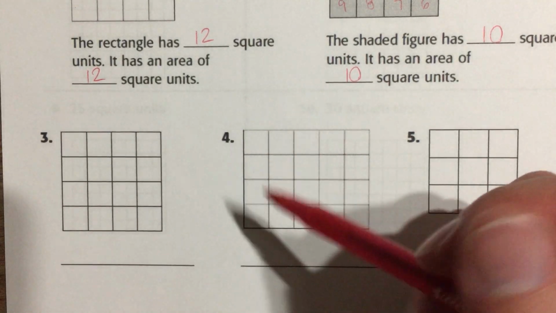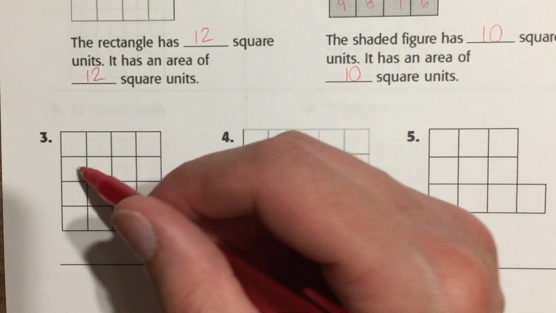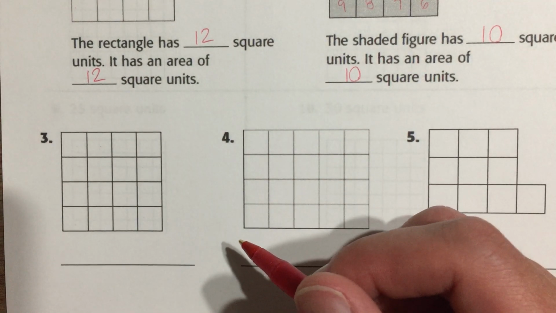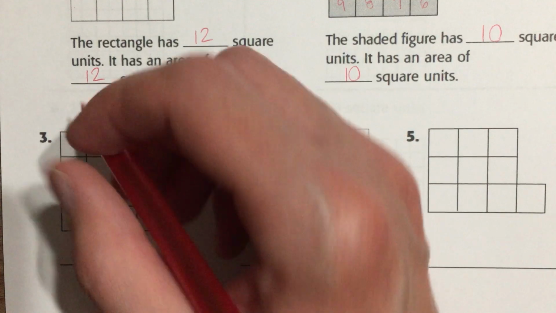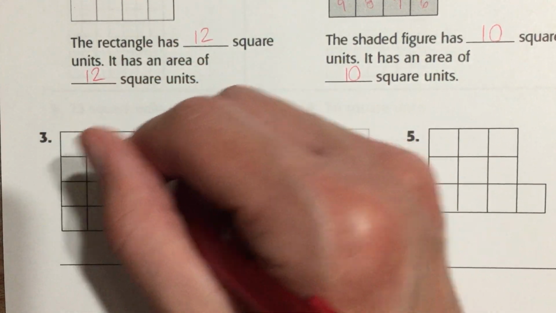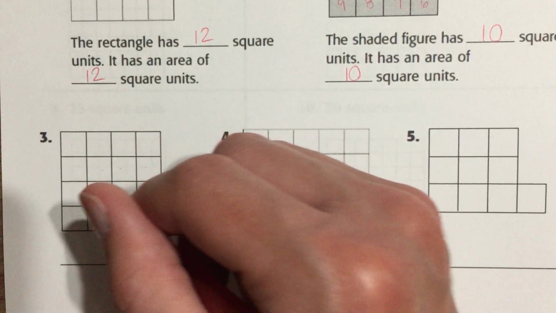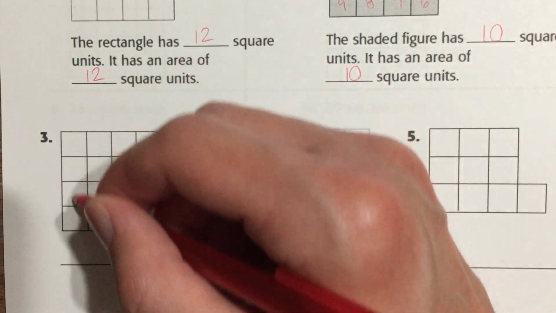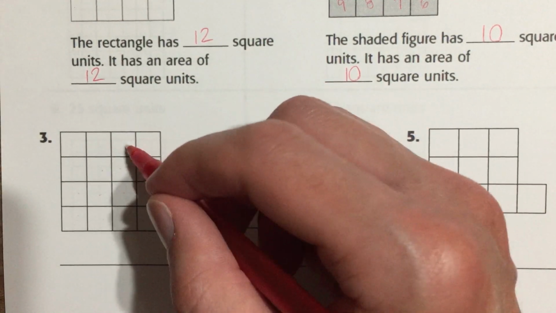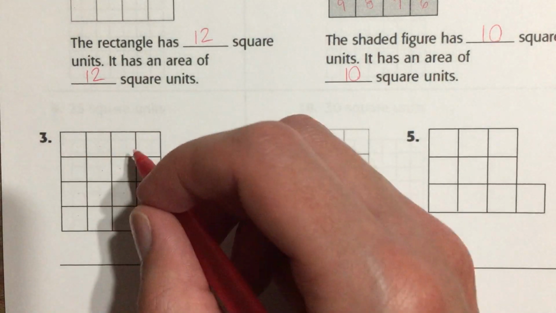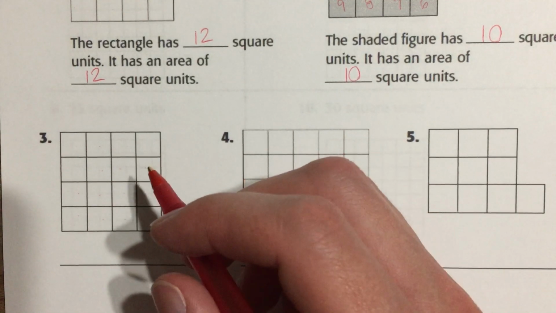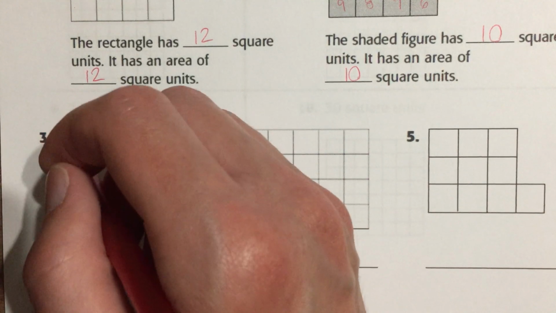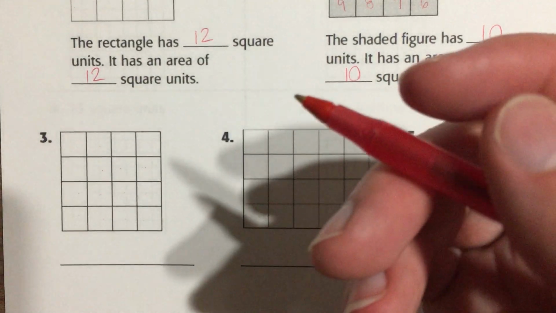Down here, 3. We have 1, 2, 3, 4, 1, 2, 3, 4, 1, 2, 3, 4, 1, 2, 3, 4. So we have 4 groups of 4 if we counted them 1, 2, 3, 4, 5, 6, 7, 8, 9, 10, 11, 12, 13, 14, 15, 16. We could also say there are 4 rows that each have 4 squares in them. 4 times 4 groups is 16. Either way, if we count the individual squares, or if we just do the multiplication, we're going to get 16.